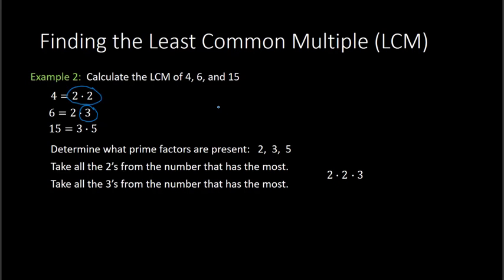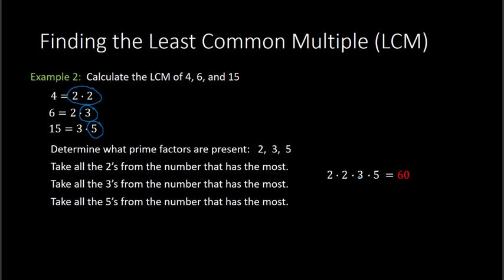And then we look at the 5's, see which one has the most 5's. So we see 15 has the most 5's with one of them, so we take all of its 5's, which is 1. So then we put that over here with the 2 2's, the 3, and the 5. Multiply those numbers together, and we get 60 as my answer.